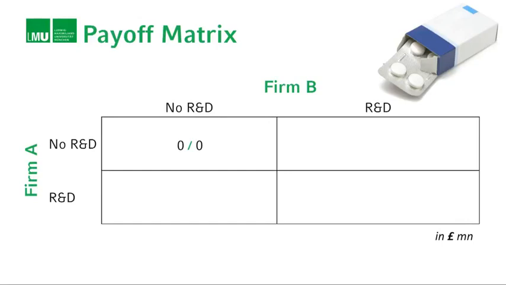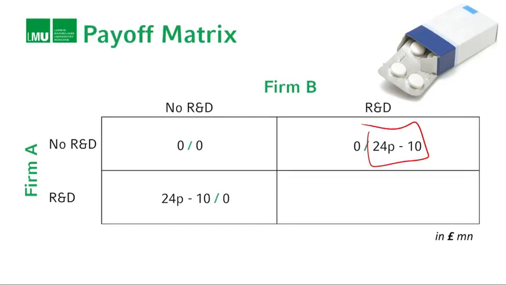If both firms don't do R&D, they of course make 0 profits. If firm A does not do R&D and firm B does, then firm A gets 0 profits and firm B gets 24P minus 10. If they are successful, they get profits of 24 million because they're the only firm in the market, and they always have to pay the 10 million in fixed cost.